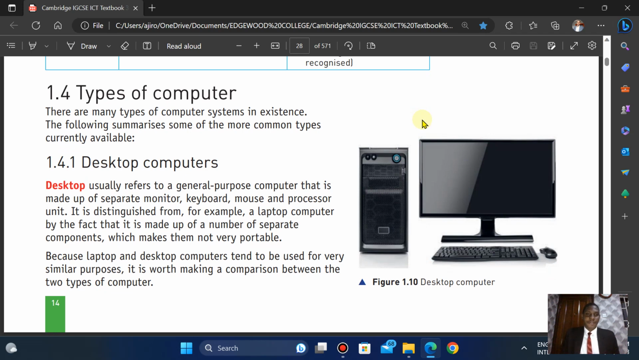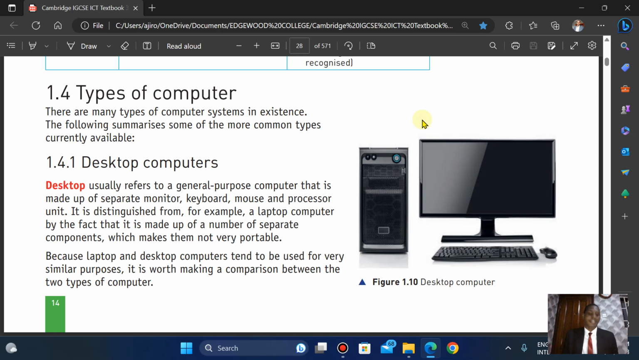So in this video, we're going to be looking at part 4 of it, which is the types of computer. We were talking about the types of components of the computer system. Now, there are various types of computer system in existence.